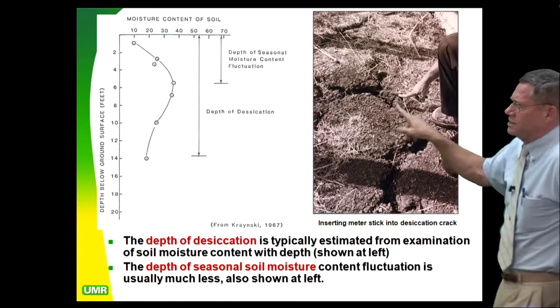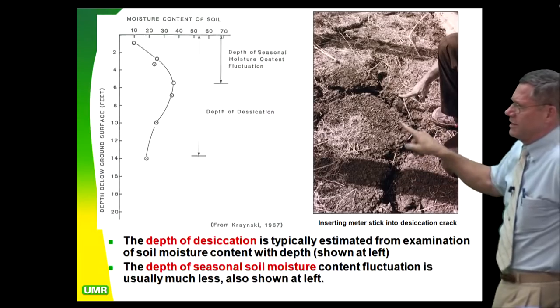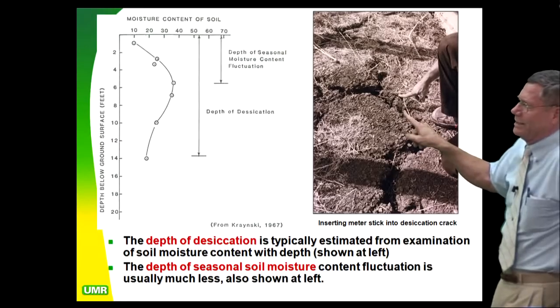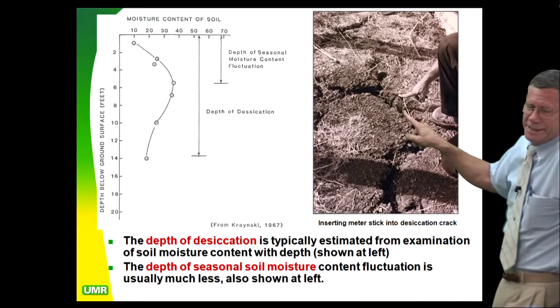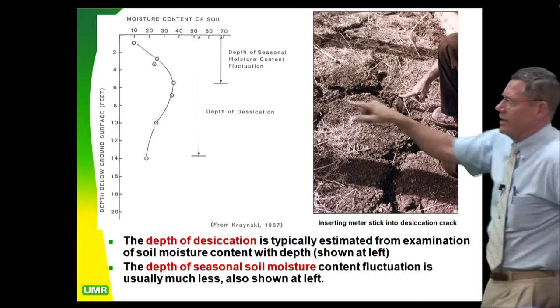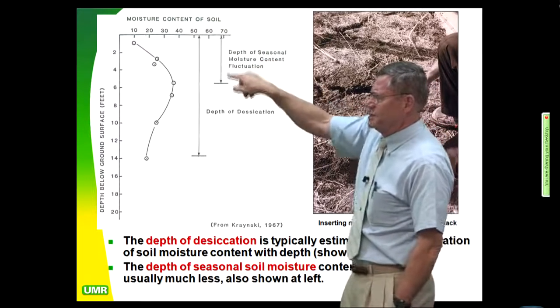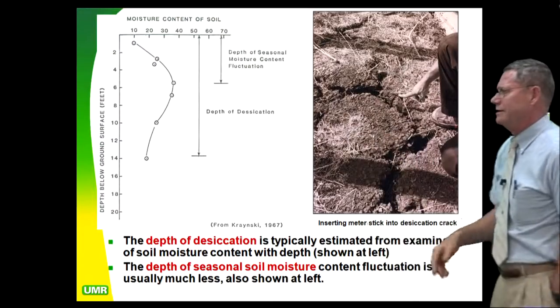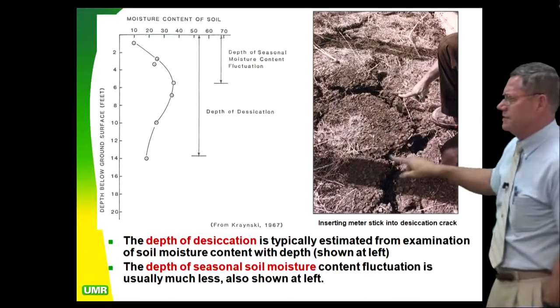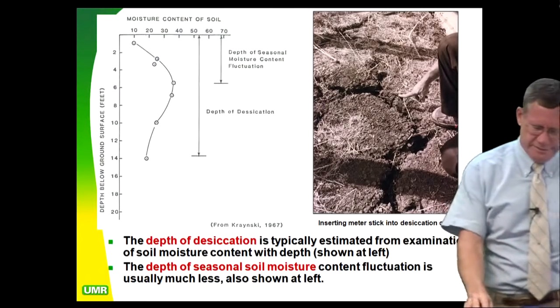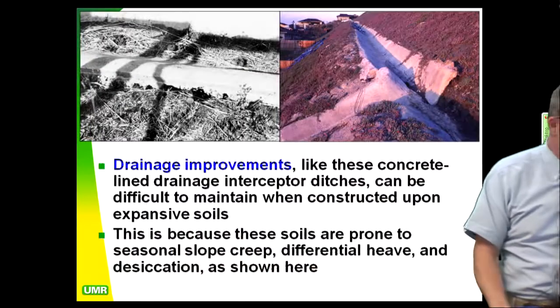Here I am with a meter stick, pushing it down in these desiccation cracks, and it's just a couple centimeters under a meter. So that's 38, 37, that's over 3 feet. And we had all sorts of people telling us in this same community that the depth of seasonal fluctuation was 18 inches. Not when you see desiccation cracks that are 2.5 inches, 3 inches wide. It's a lot more than 12 or 18 inches.